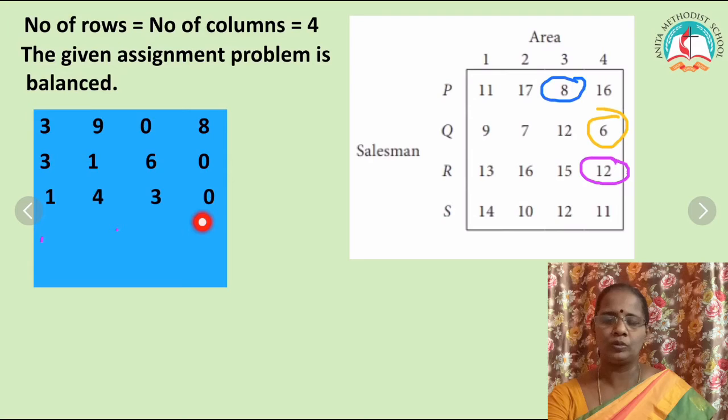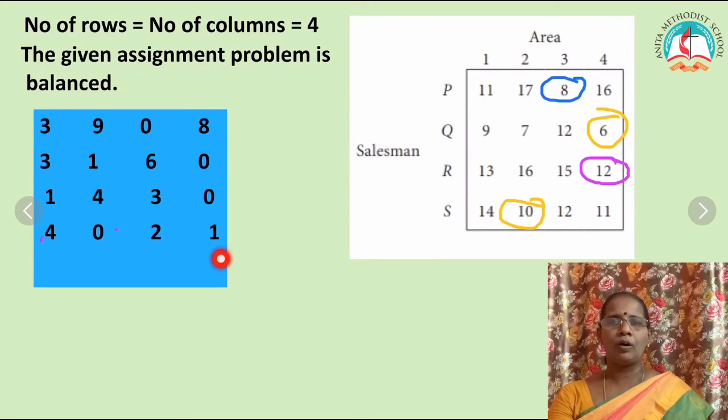Go to the fourth row. What is the smallest number in the fourth row? 10. So 14 minus 10 is equal to 4. 10 minus 10, 0. 12 minus 10, 2. And 11 minus 10 is equal to 1. Now we have zeros in every row.